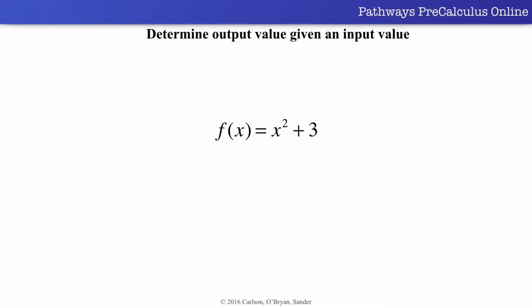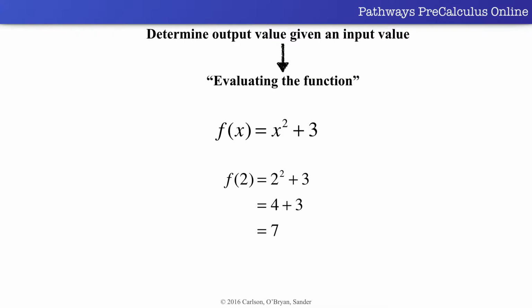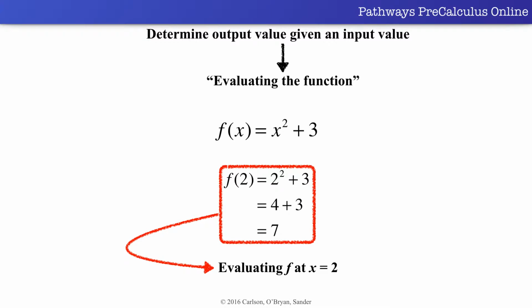For example, if the function f is defined by f of x equals x squared plus 3, then the output of f at 2, denoted by f of 2, can be computed by plugging the input value into the function rule. Therefore, the output of f at 2 is 2 squared plus 3, which equals 7. We call the process of determining the output value of a function given a specific input value evaluating the function. In this case, determining the value of f of 2 is referred to as evaluating f at x equals 2.